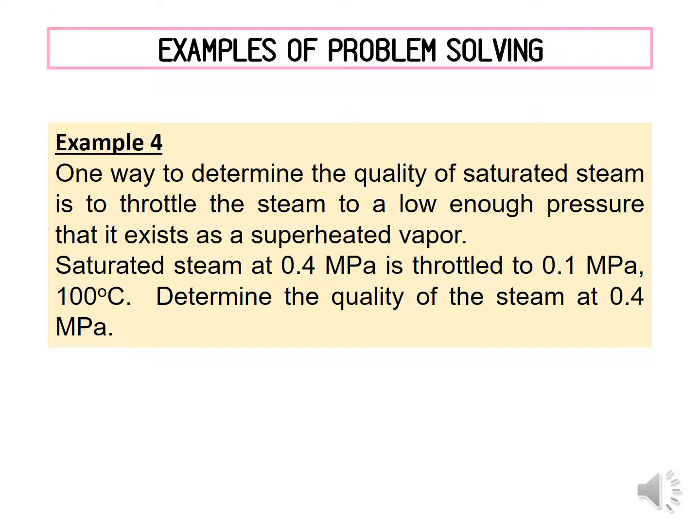Examples of problem solving. Example 4. One way to determine the quality of a saturated steam is to throttle the steam to a low enough pressure that it exists as a superheated vapor. Saturated steam at 0.4 megapascal is throttled to 0.1 megapascal, 100 degrees Celsius. Determine the quality of the steam at 0.4 megapascal.